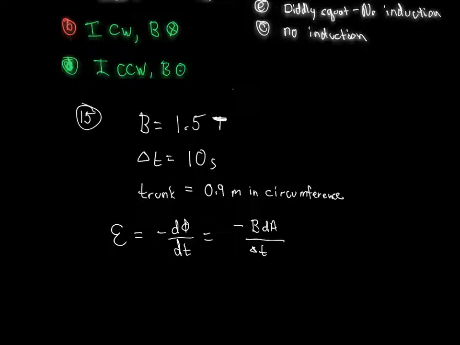So I'm given a B. I know what that is, so I can plug in negative 1.5. I have some change in area, I don't know what that is, divided by a change in time, that's 10 seconds. So I need to find out what's the change in area. That's the change in the cross-section area of this patient's trunk. What does that mean? What is a patient's trunk?